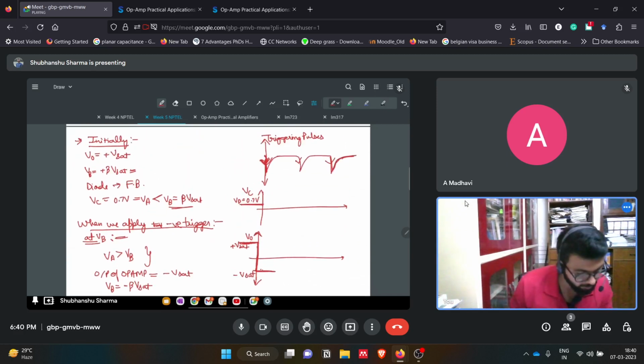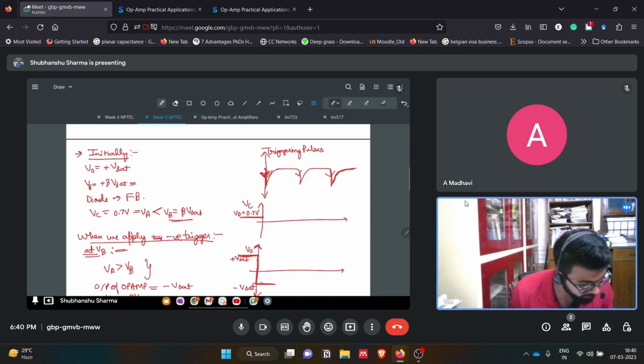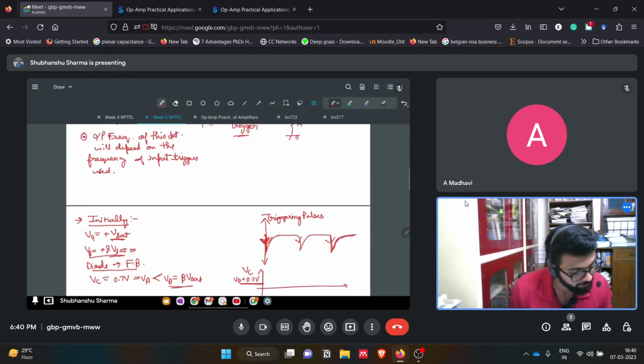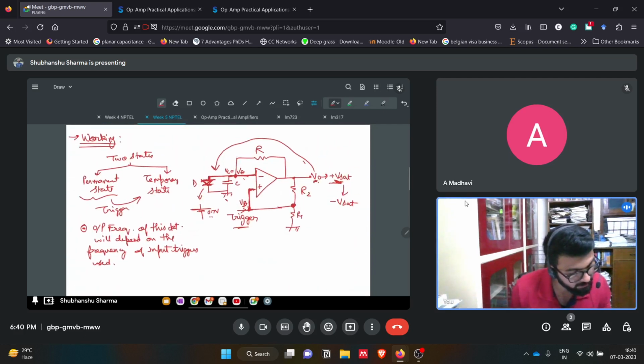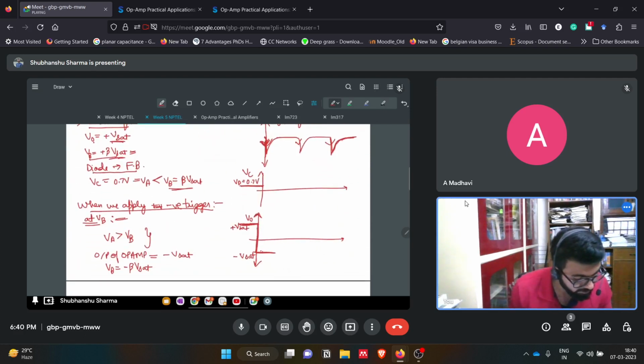So what we are doing, we are initially saying that the output voltage of the op amp is plus V sat. Because of that, the voltage being fed back from the positive feedback is plus beta V sat. Then the diode becomes forward biased because this diode is seeing the positive voltage through the negative feedback side of the op amp. Then VC is 0.7 volt because the diode is across the capacitor. That is equal to VA, the inverting side of the op amp. So this VA is less than VB because VB is plus beta V sat.